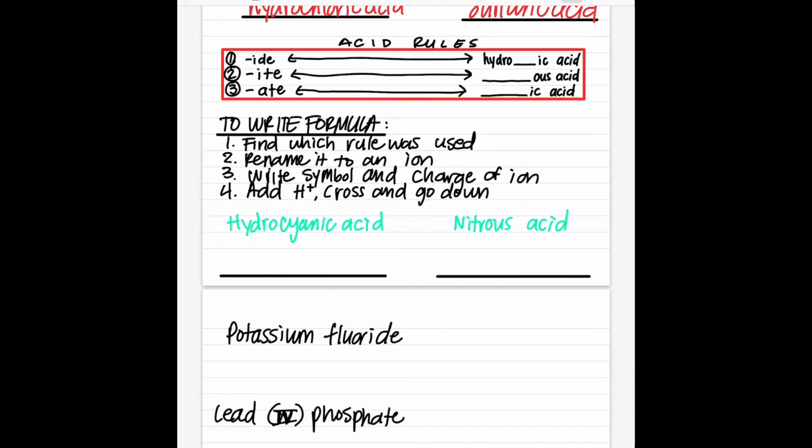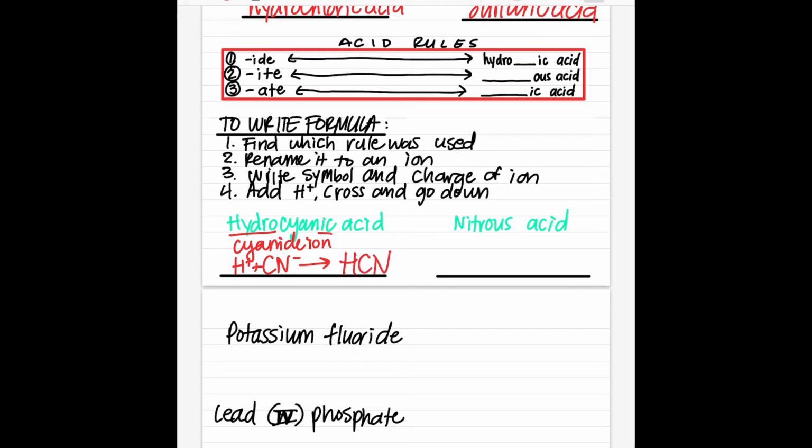So hydrocyanic acid has hydro in front with the ic acid. That is rule number 1, so this was cyanide ion. Cyanide ion is CN minus, on the back side of my periodic table. I add my H in the front, cross and go down, and you get HCN.